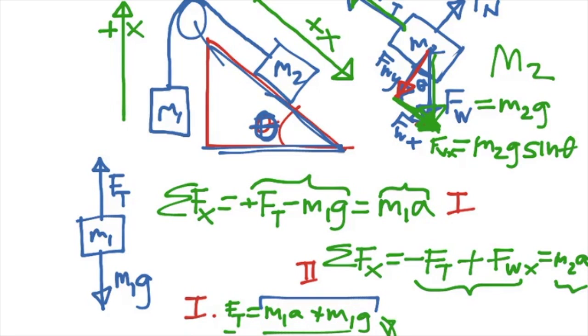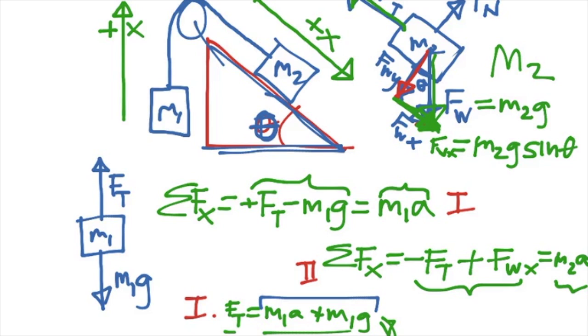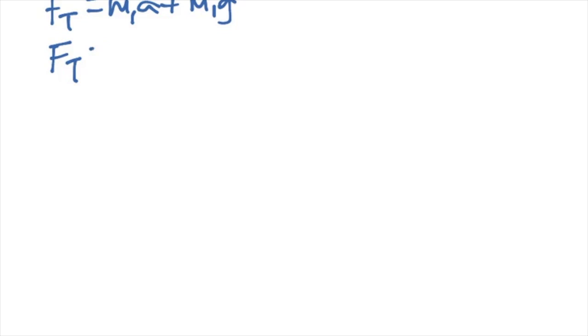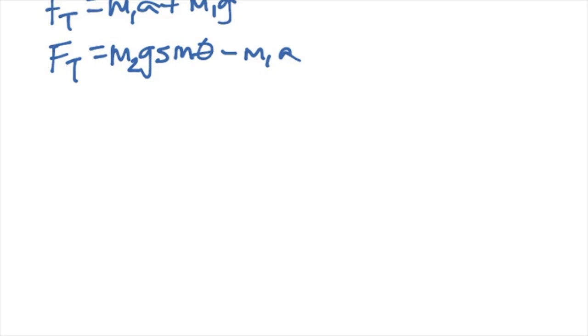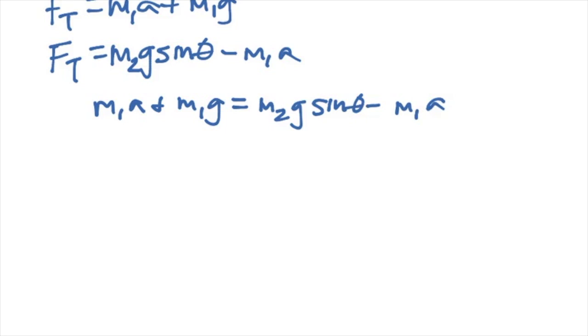So I've got Ft equals m1a plus m1g. And the other version of F2 that I have is this guy, Ft equals m2g sine theta minus m2a. Let me just check and make sure I did that right. m2g sine theta minus m2a. Good. So those two things are equal to each other: m1a plus m1g equals m2g sine theta minus m2a.